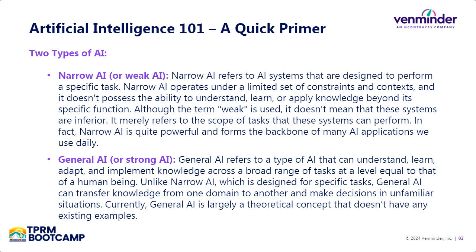On the other hand, we have general or strong AI. This refers to AI that can understand and learn and apply knowledge across various tasks at a level that's pretty much equal to humans. Right now, it's mostly a theoretical concept. Really, there's not a lot of existing examples for now.